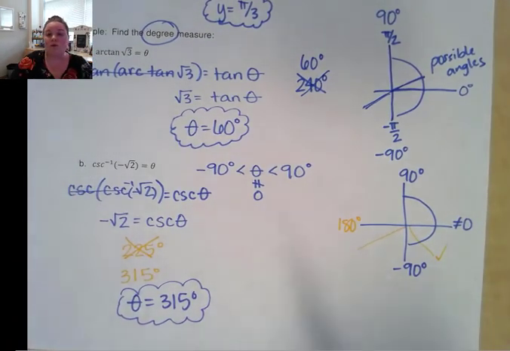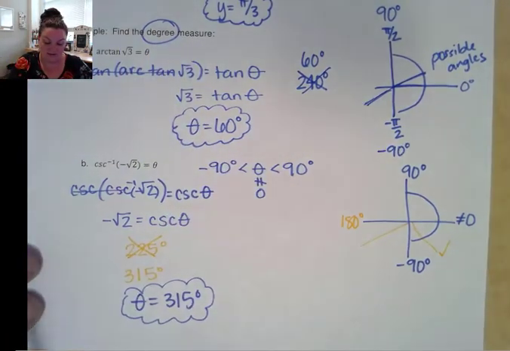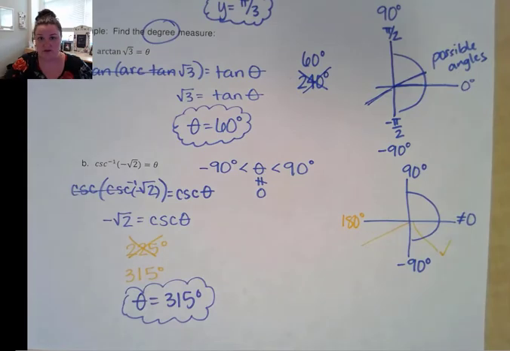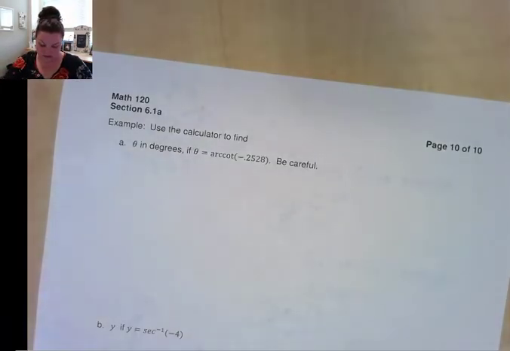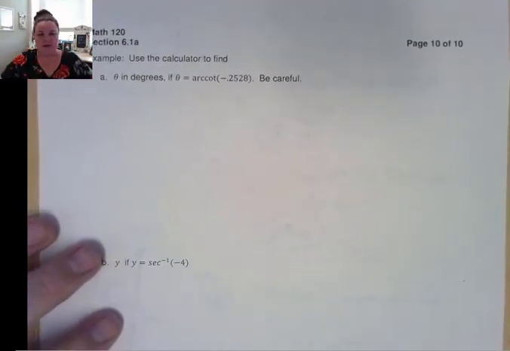Okay. And remember, we're only using degree measures here because it asked us to find the degree measure. Okay. If it just says find the measure of the angle, find the angle, we assume it's in radians. We only use degrees if they tell us to use degrees. Okay. All right. I have two more that I want to look at. Really, just this first one is the main one I want to look at because it's kind of tricky.